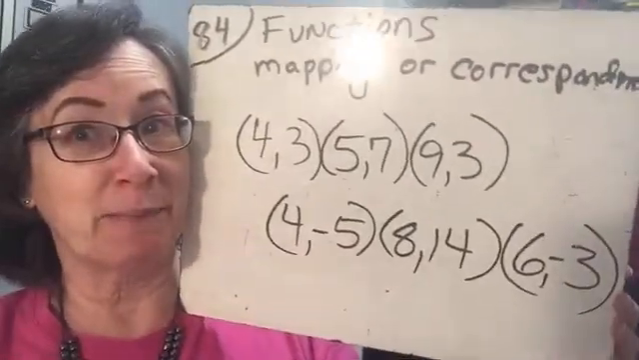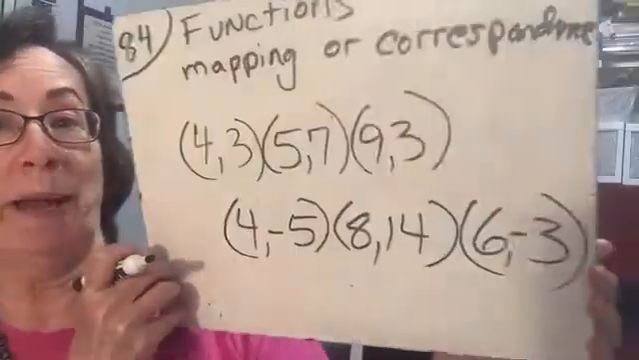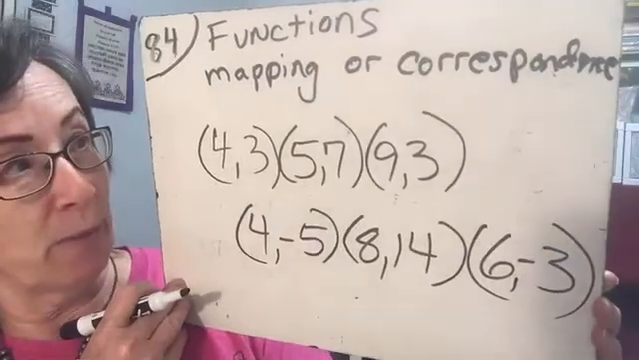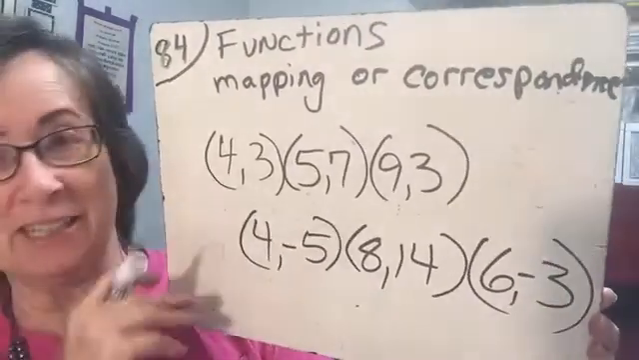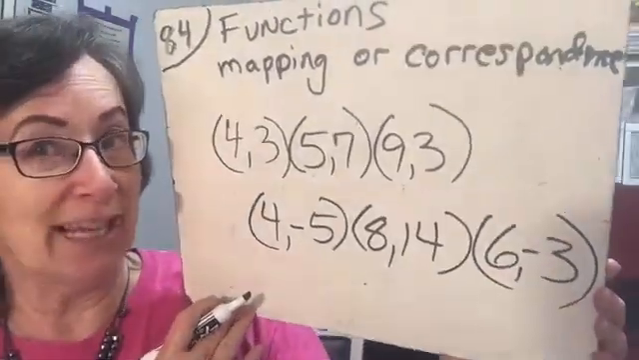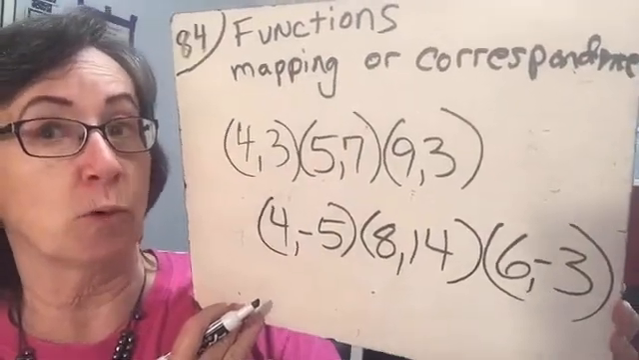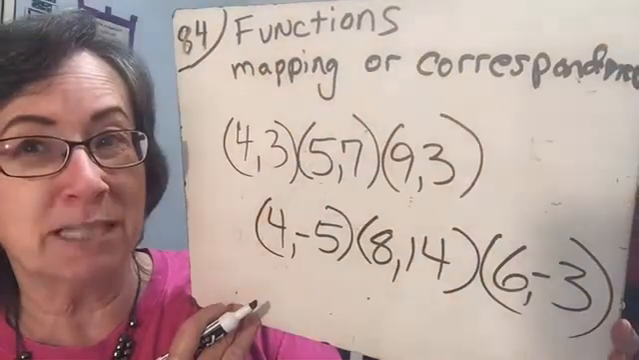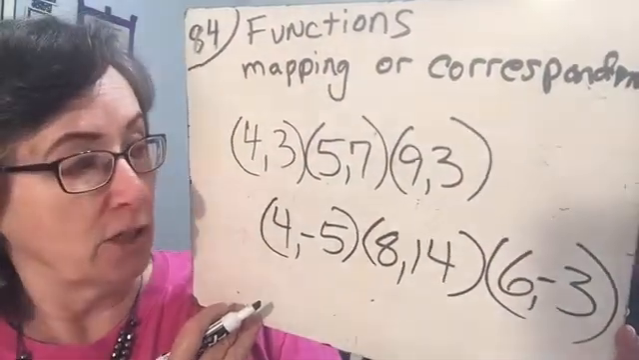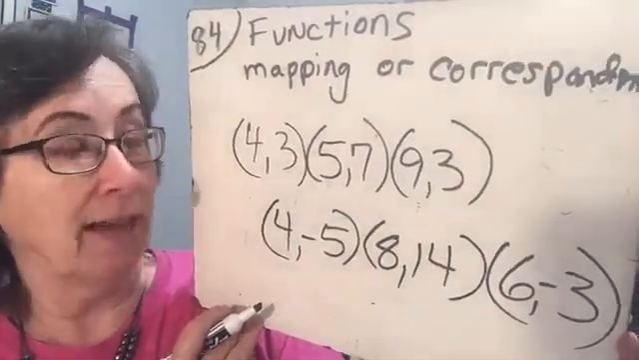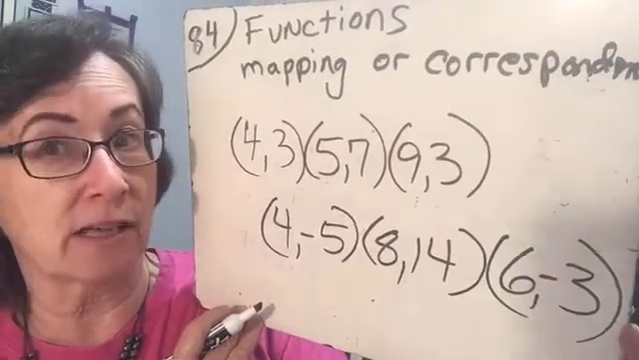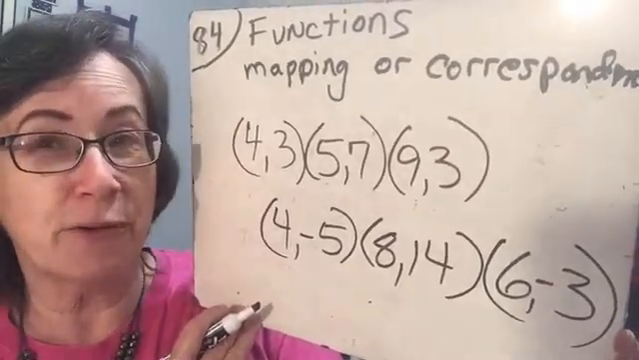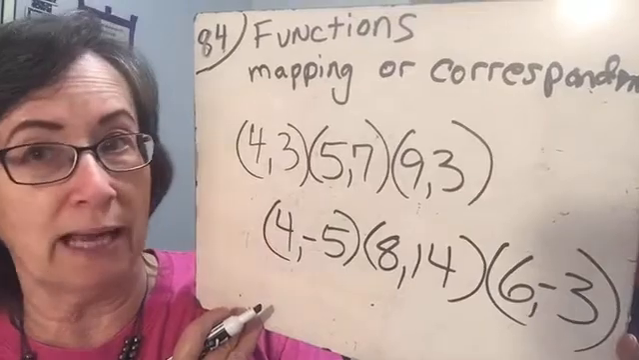Sometimes we might just be given a bunch of ordered pairs. Now, can you tell me whether this set of ordered pairs is going to be a relation, or is it going to be more specific, a function? Okay, so every input is paired with an output, isn't it? So it is a relation. Now let's check and see if it is also a function. Does every input have only one output?